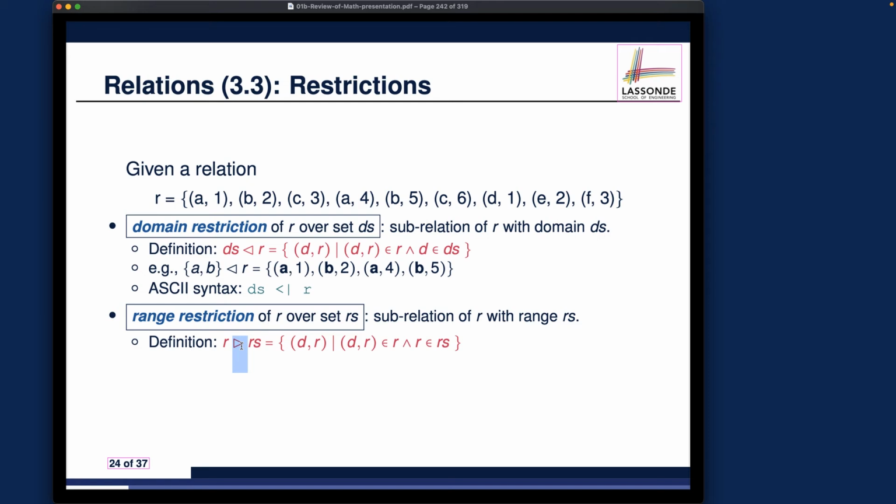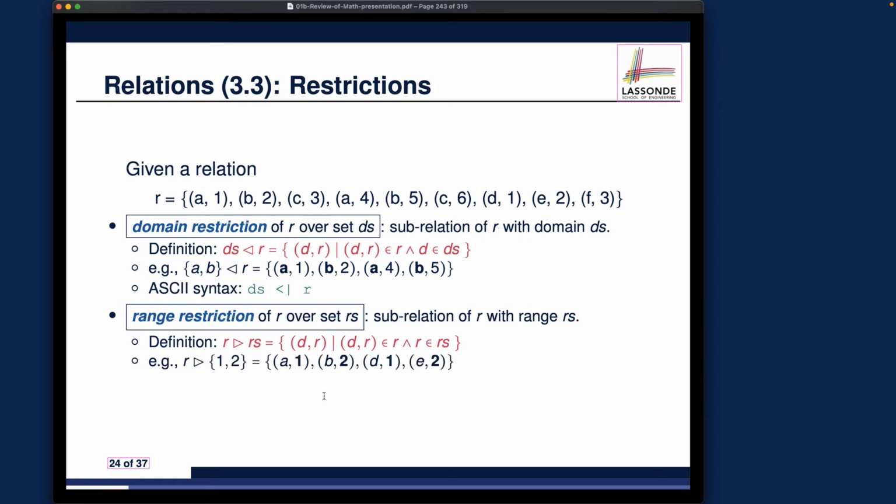And that's the opposite direction for the triangle, right? You can see that the symbols themselves are not really arbitrary. They have been chosen for a reason, okay? So the range restriction of R to RS is going to be another relation where each member ordered pair, dr, is going to be such that dr is in R, in the original relation, and also the second element r is in the restriction set that we pass as input, right? That's how you interpret that.